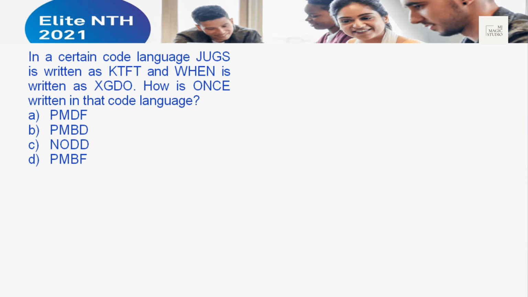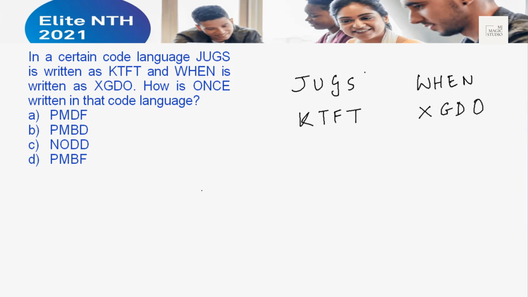In a certain code, JUGS is written as KTFT and WHEN is written as XGDO. So how are we going to write ONCE? If we look here, this J plus 1 is K, U minus 1 is T, G minus 1 is F, and S plus 1 is T.